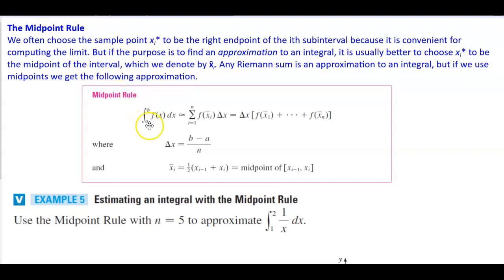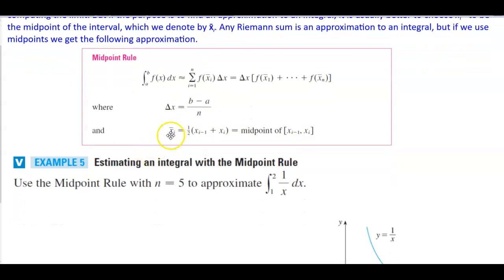For the midpoint rule, we would take the integral from a to b of the function f of x dx, which is approximately the summation from i equals 1 to n of f of the midpoint times delta x. We can factor out the delta x and then multiply it by the summation, where delta x is equal to b minus a over n, and the midpoint is going to be half of the first sample point plus the second sample point, which would equal the midpoint of that interval.